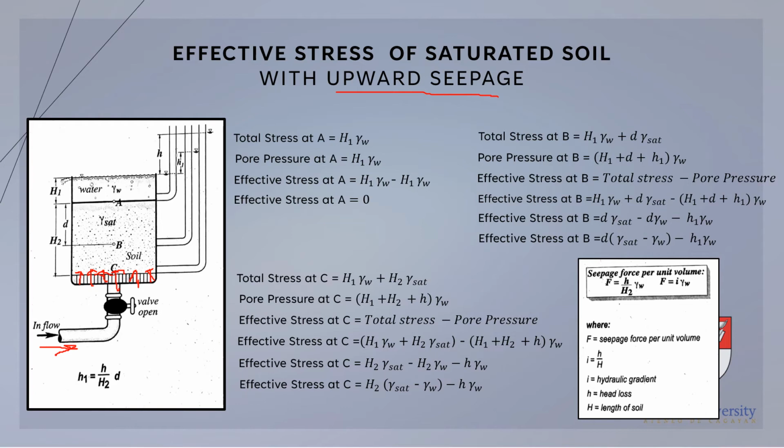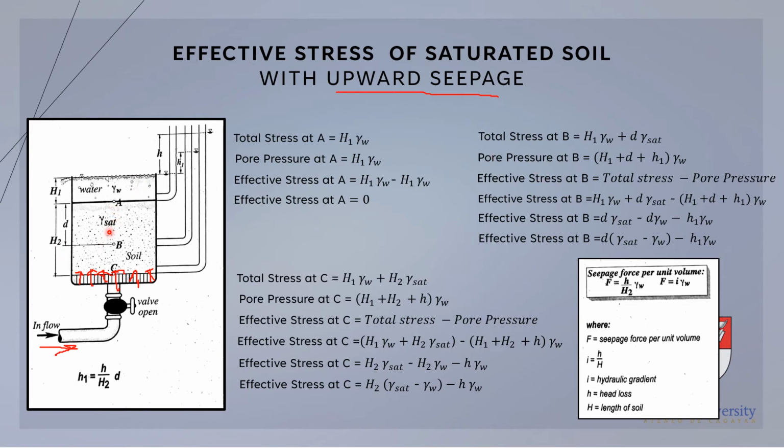So if we are going to consider point A, the total stress at point A is equal to gamma water times H1. The pore water pressure at A is equal to the gamma water times H1. And then the effective stress is just equal to total stress minus pore water pressure. The effective stress is equal to 0 because above point A, all that lies above it is just water.